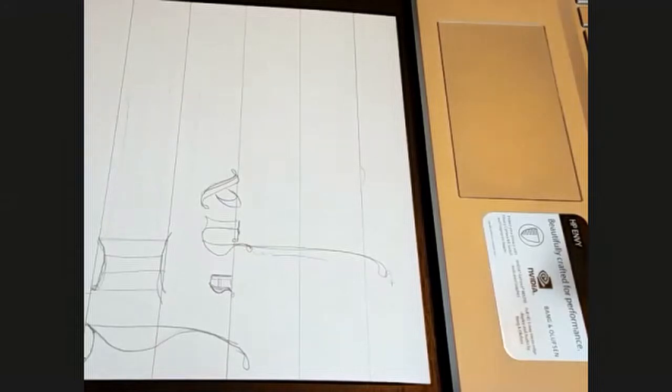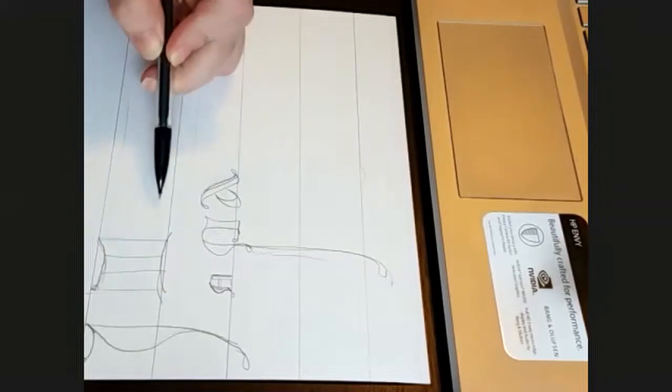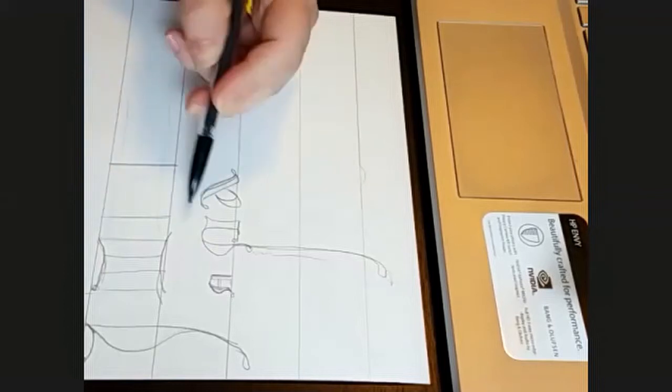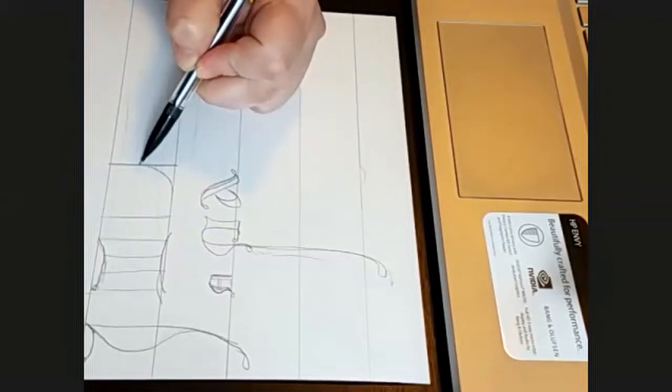But if you give yourself, for the most part, a square space to begin, even if your letter is round, you don't have to worry about it taking up the correct amount of space. A letter O, let's give ourselves another square here. Letter O is going to come all the way out.